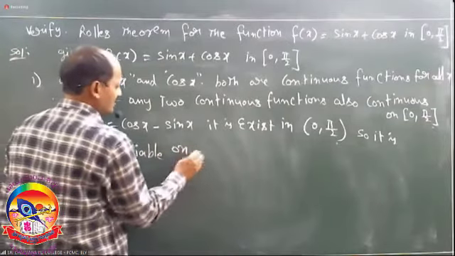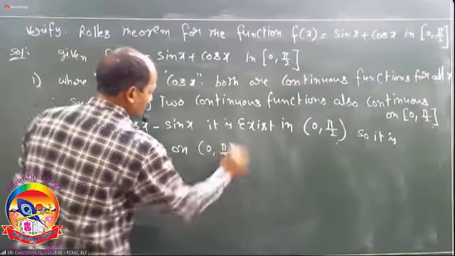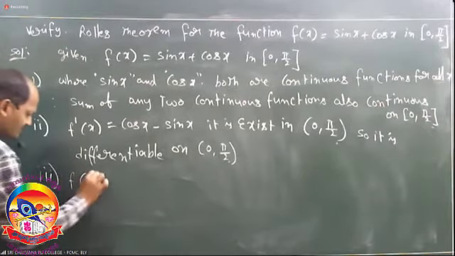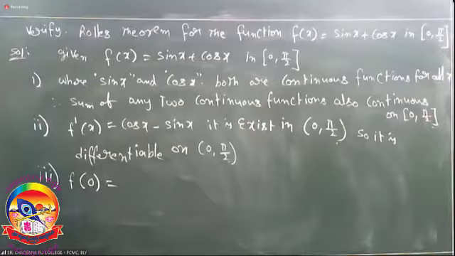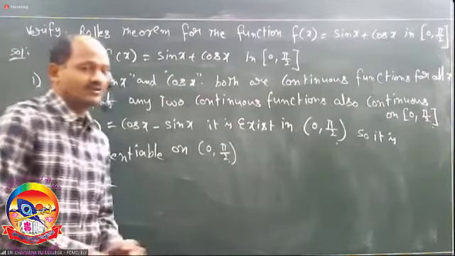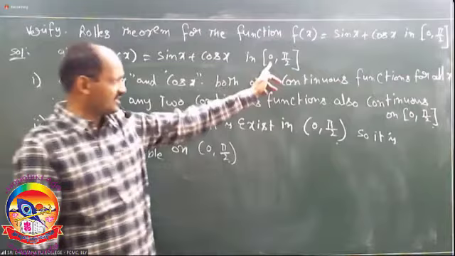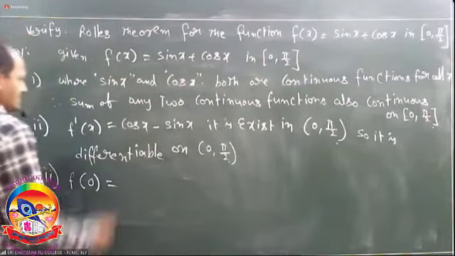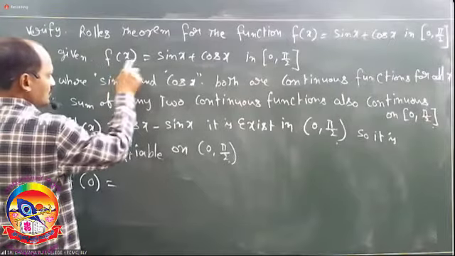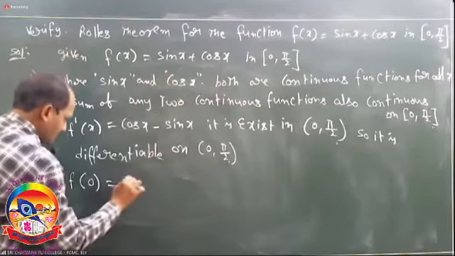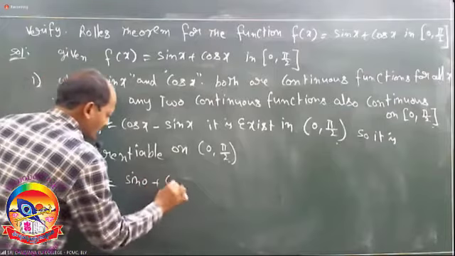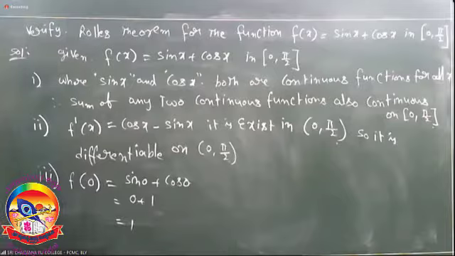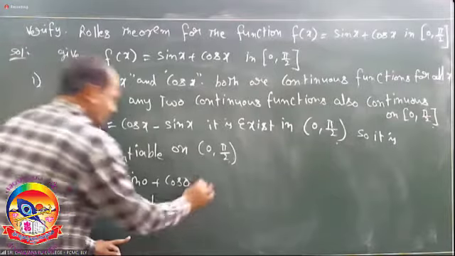Differentiable on the open interval 0 to pi. Okay. Next, third condition: f of A is equal to f of B. Here A means 0, B value is pi by 2. f of x equal to sin x plus cos x. f of 0 is sin 0 plus cos 0. Sin 0 is 0, cos 0 value is 1. So f of 0 is equal to 1.